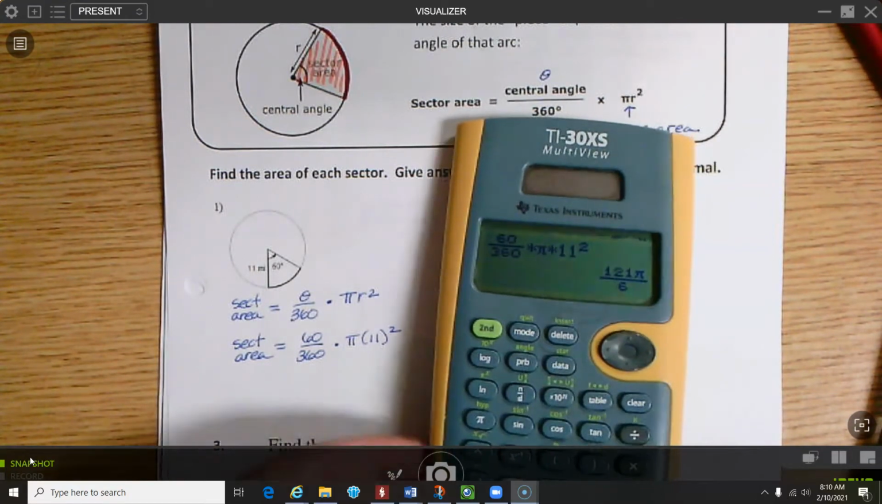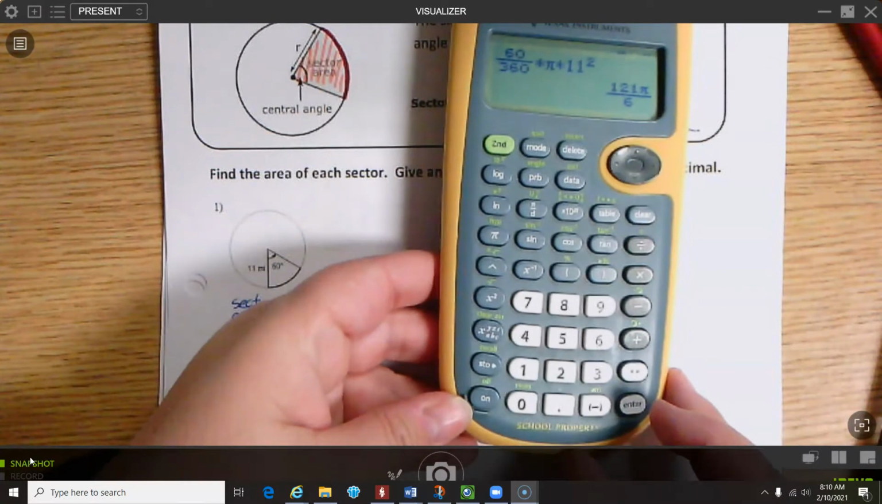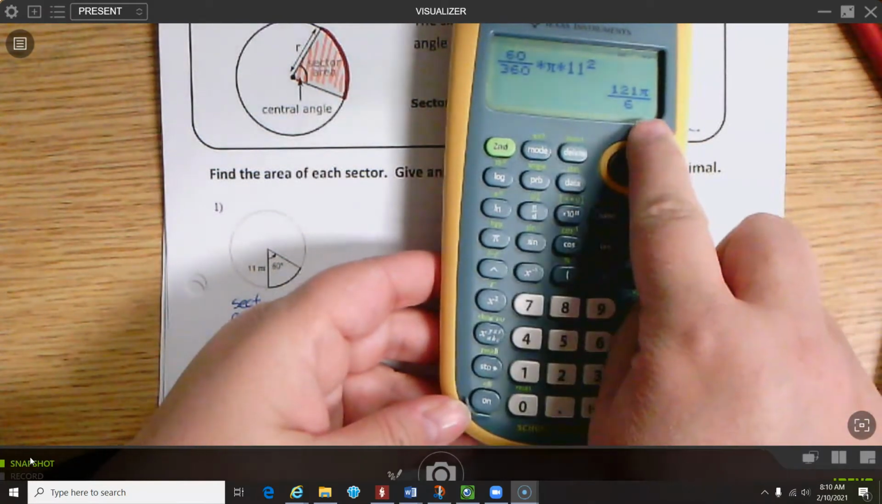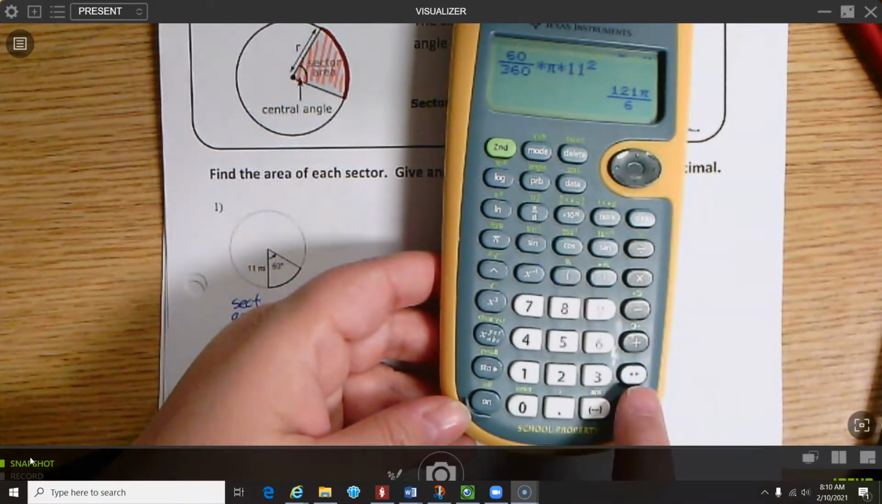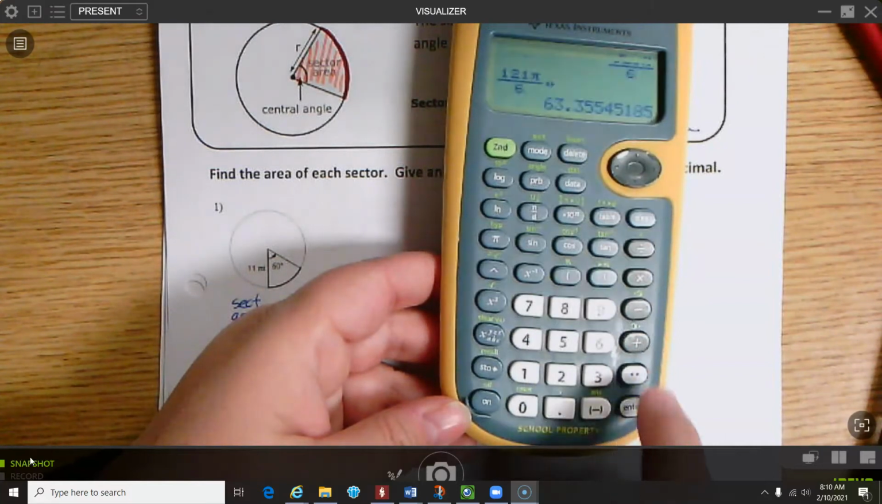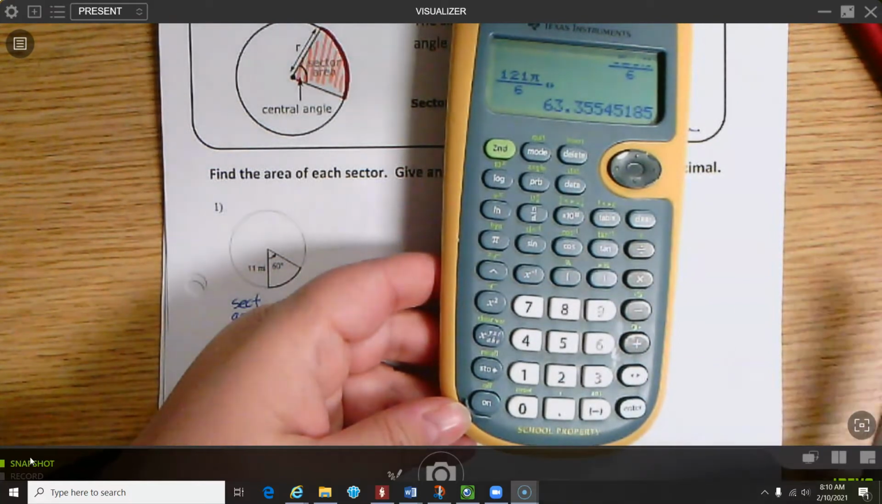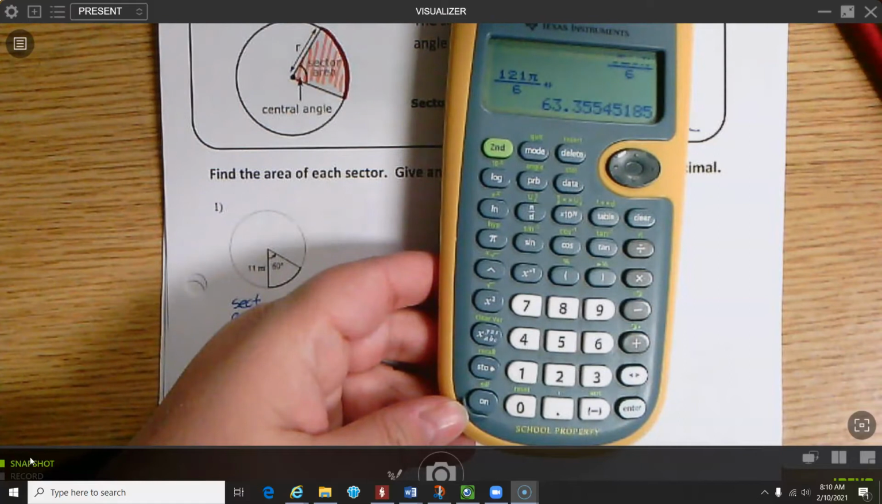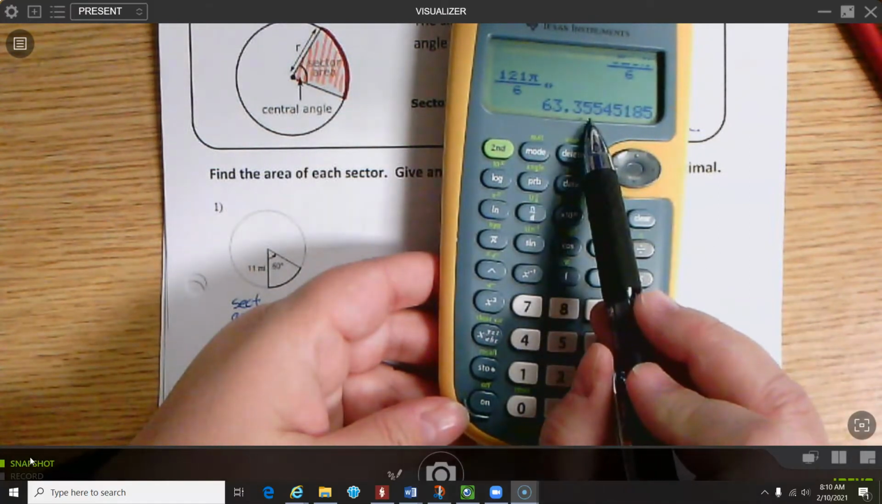Now, if I wanted to make that a decimal, which I do, I want it both ways, that's the exact form. I can use this button right here to change that to a decimal. It's the one right above enter. So my answer in exact form is 121 pi over 6. And as a decimal rounded to the hundredths place is 63.36.